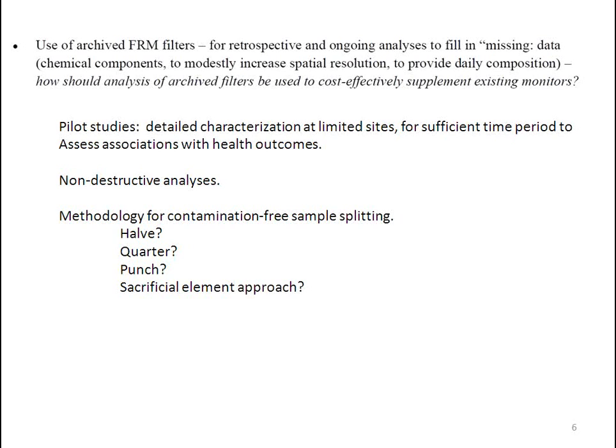As Neil mentioned, non-destructive analyses are preferred to the extent that they are sensitive enough and give us the numbers that we need. They're good because you don't have to sacrifice a filter.